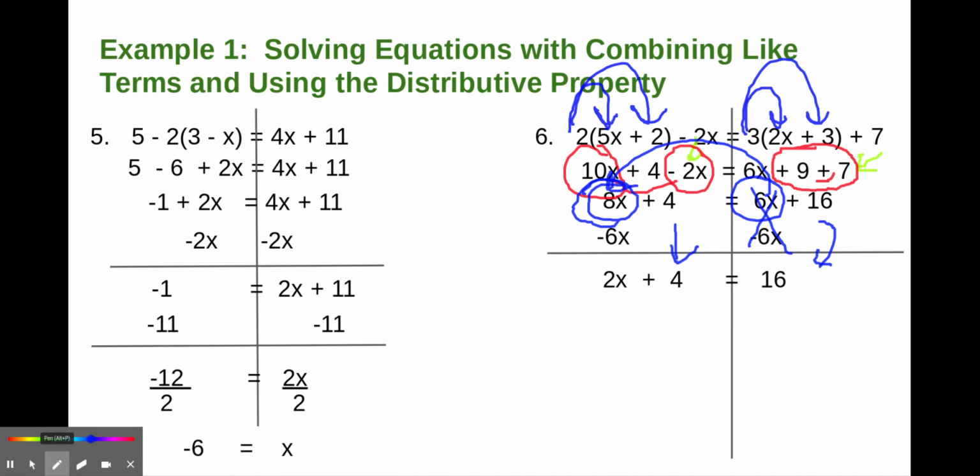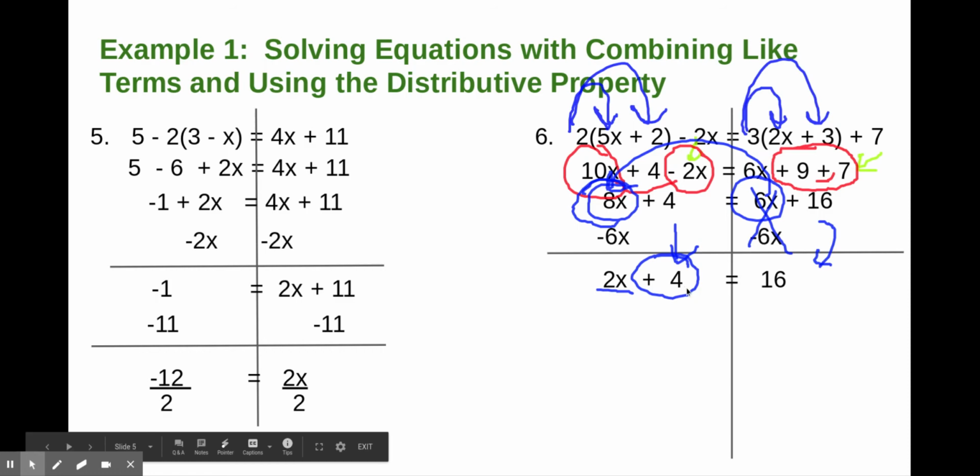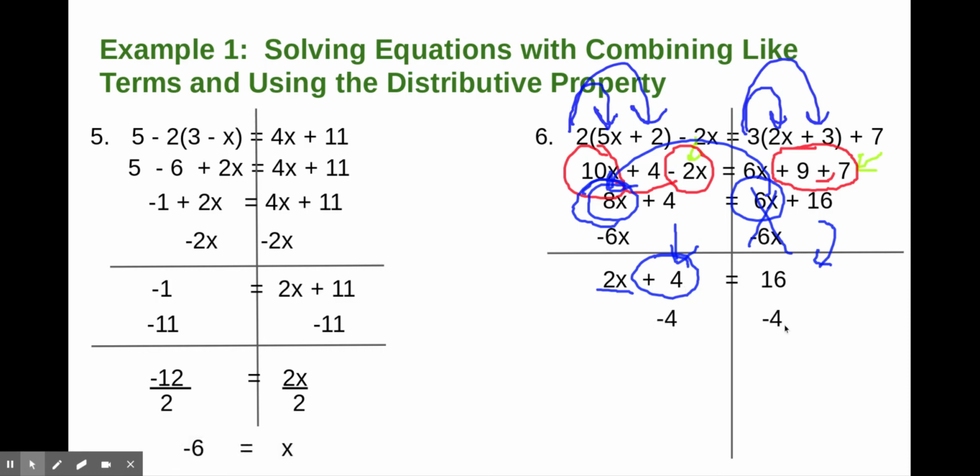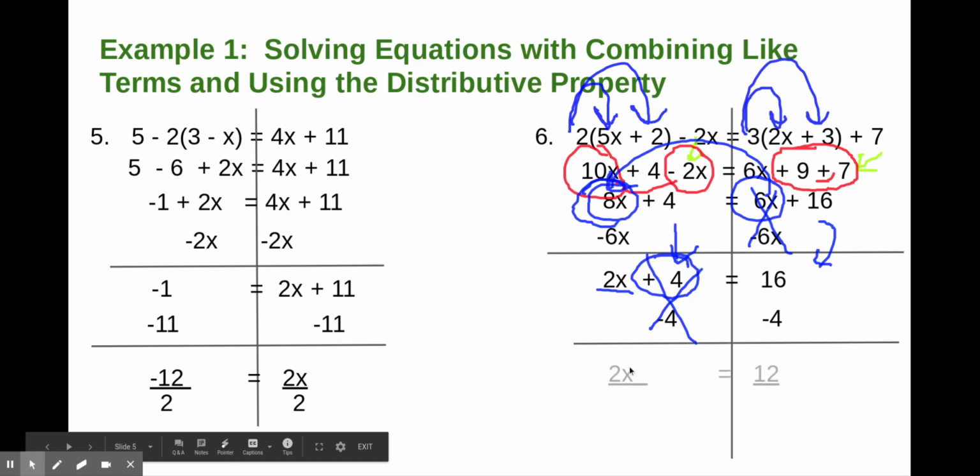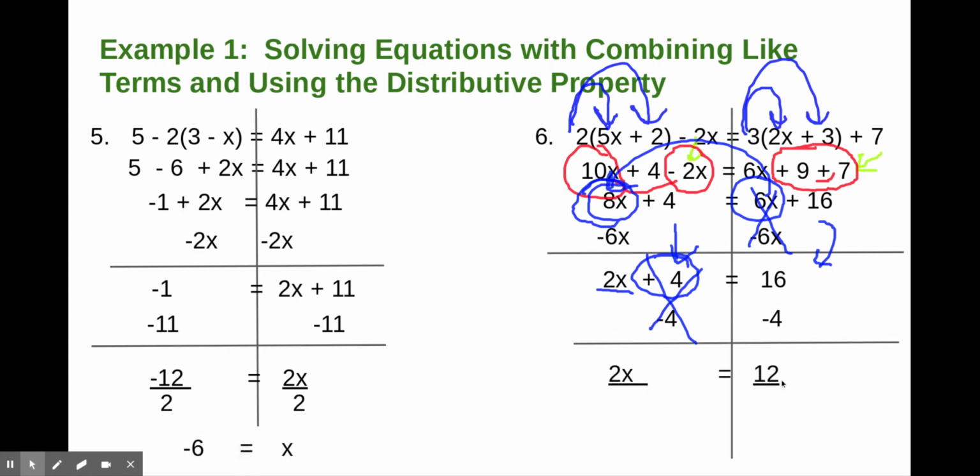This is a two-step equation here, and I want to take this positive 4 to the other side because my end goal is to get this x all by itself. So to get rid of this positive 4 on the left, I need to make it a negative 4 on the left and the right. That needs to cross out. So then I'm left with 2x equals 12. 16 minus 4 is 12, and I bring down this 2x.